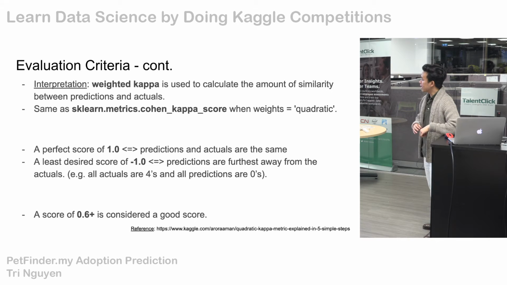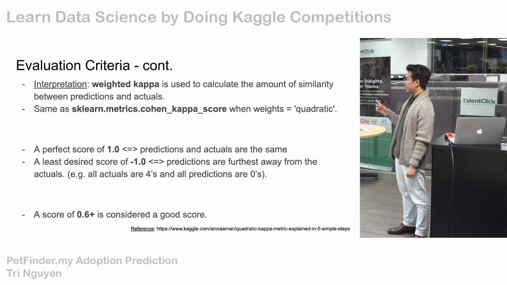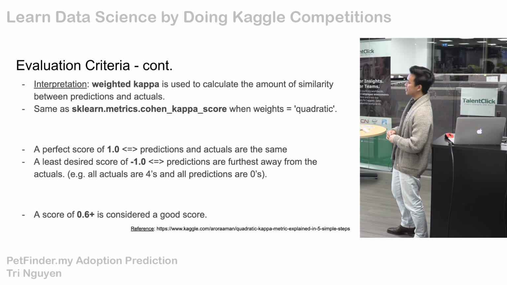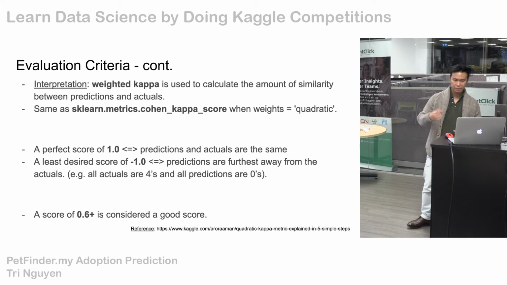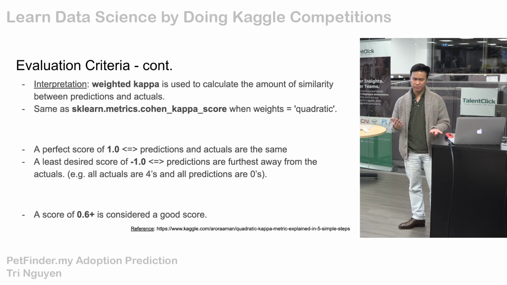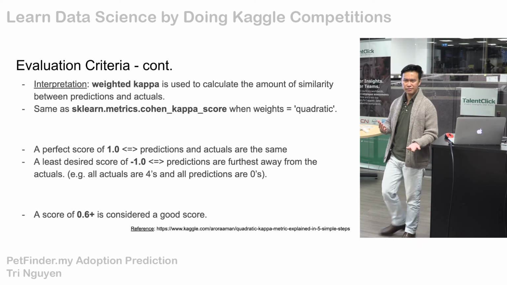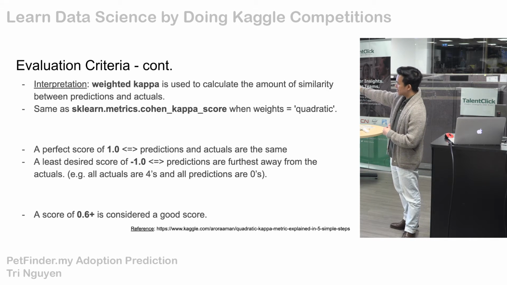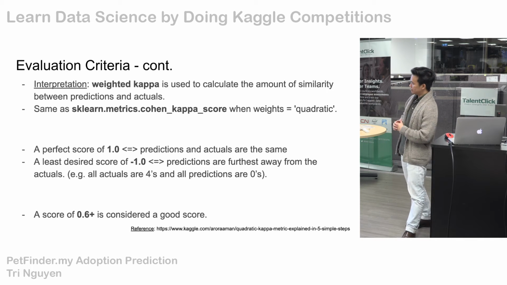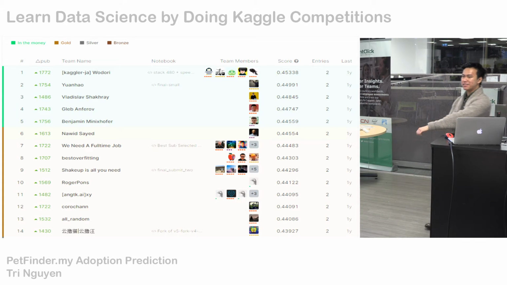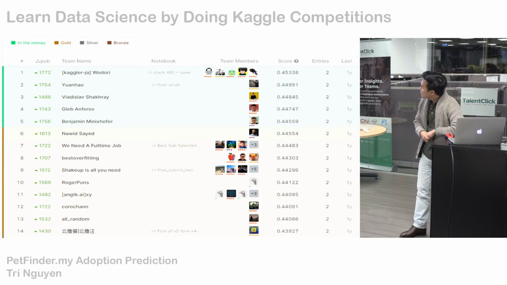For those of you interested in learning more about this evaluation criteria, someone pointed out that it's actually the same as sklearn's Cohen kappa score when the weights are set to quadratic. The way this works is you have a perfect score of one if the predictions and the actuals are the same. The least desired score would be minus one, where, let's say, the pet is actually adopted immediately, but your model predicts a four, which means the pet is never adopted. That's the complete disagreement between the true and predicted labels. A score of 0.6 or above is considered good, which none of the teams actually achieved. The max they could achieve was 0.45.